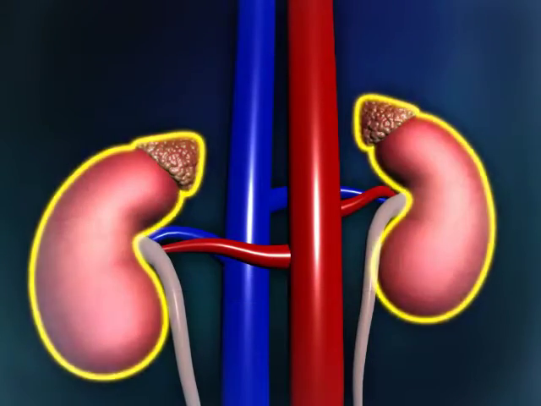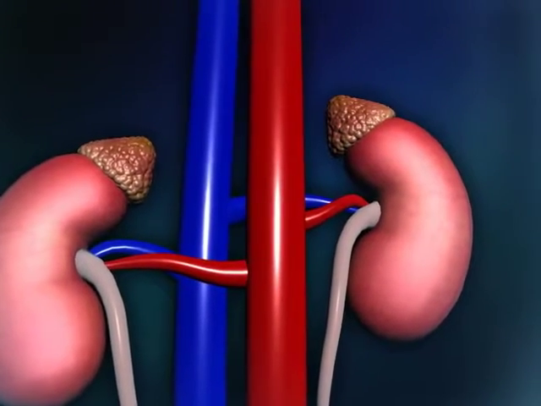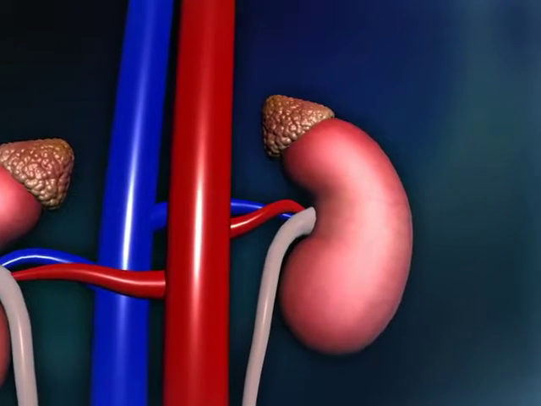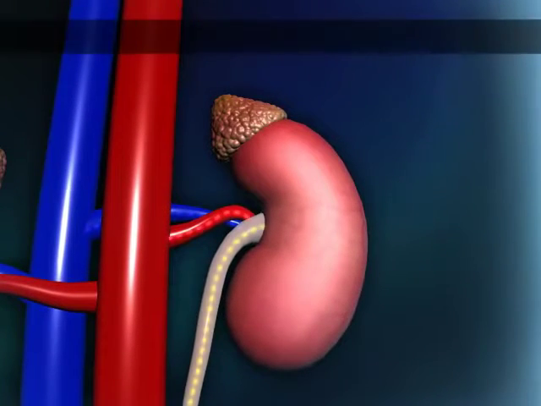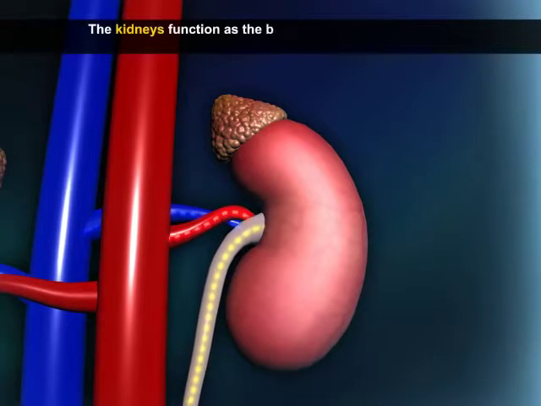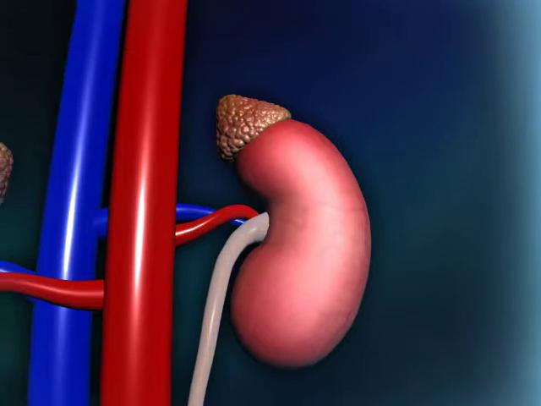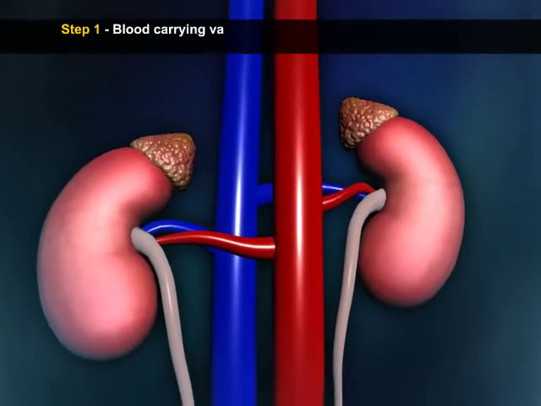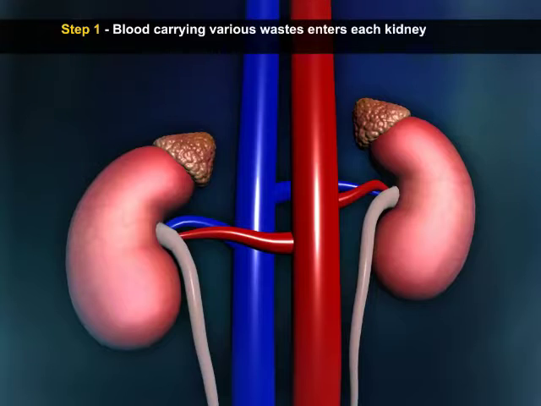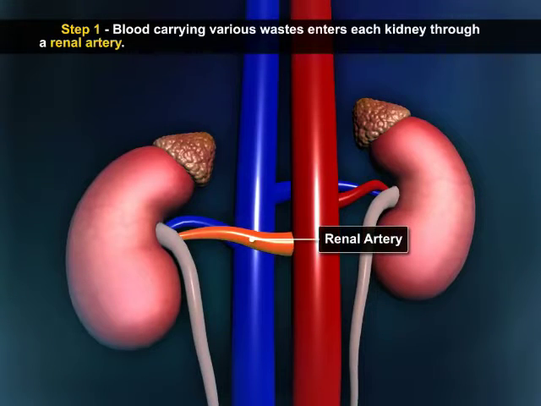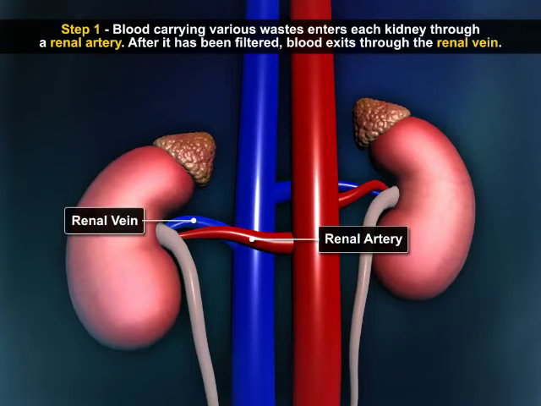Human kidneys are paired kidney bean-shaped organs located on either side of the spinal column, extending slightly above the waist. The kidneys function as the body's main excretory organ, eliminating the metabolic waste products by filtering the blood. Blood carrying various wastes enters each kidney through a renal artery. After it has been filtered, blood exits through the renal vein.